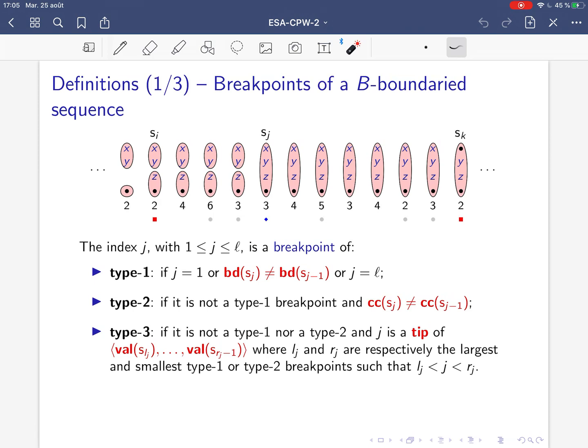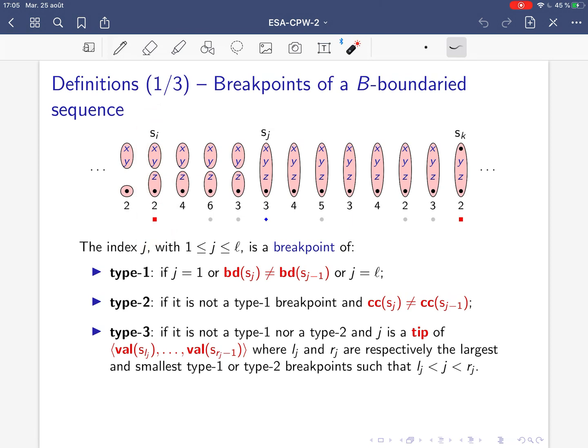Now the problem is that a boundary sequence can be arbitrarily long, and there can be too many boundary sequences. So we will need to compress them, in order to be able to bound the number of B-boundary sequences of width at most W. To that end, we define the breakpoints. There are three types of breakpoints in a B-boundary sequence. The first type corresponds to the indexes where the boundary set of S_j differs from that of S_j-1. So for example, here, this is a type 1 breakpoint.